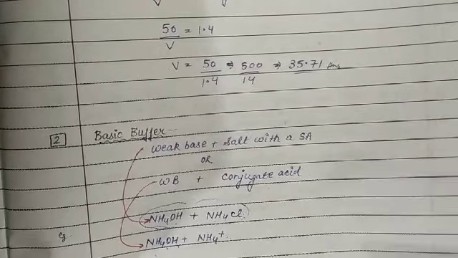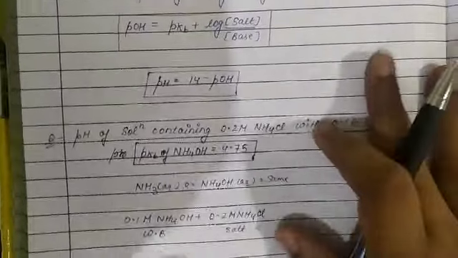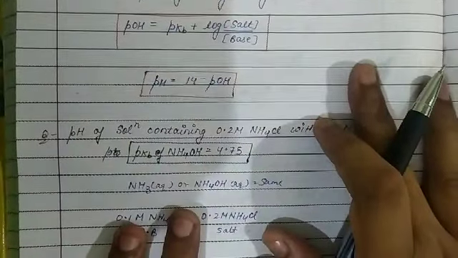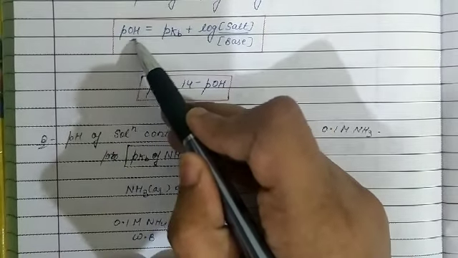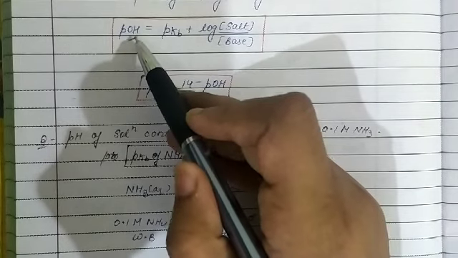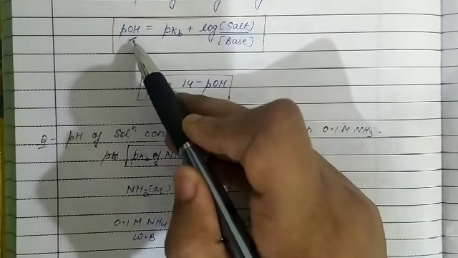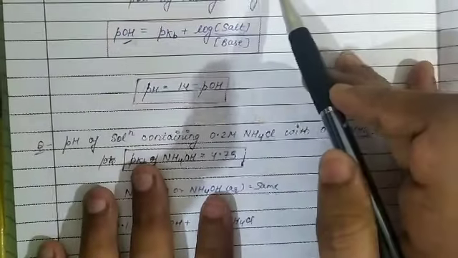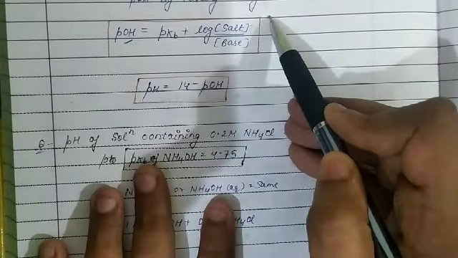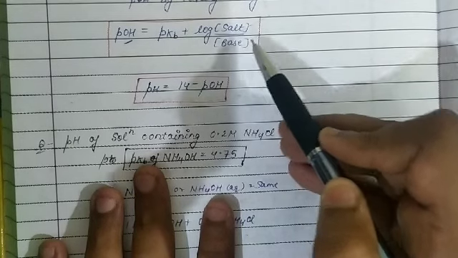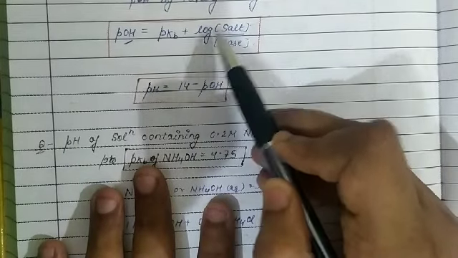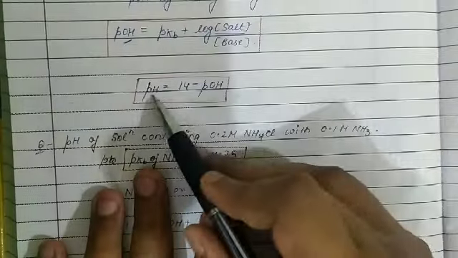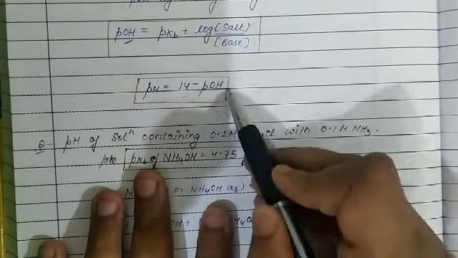Now we will calculate the pH value for a basic buffer. By using the Henderson equation, always remember in an acidic buffer it is pH, but in a basic buffer it is pOH. So pOH is equal to pKb plus log of concentration of salt, same as in the acidic buffer, divided by concentration of acid in the acidic buffer, while there is base in the basic buffer. So pOH is equal to pKb plus log of salt by base concentration. As we know pH plus pOH is 14, so pH will be equal to 14 minus pOH.